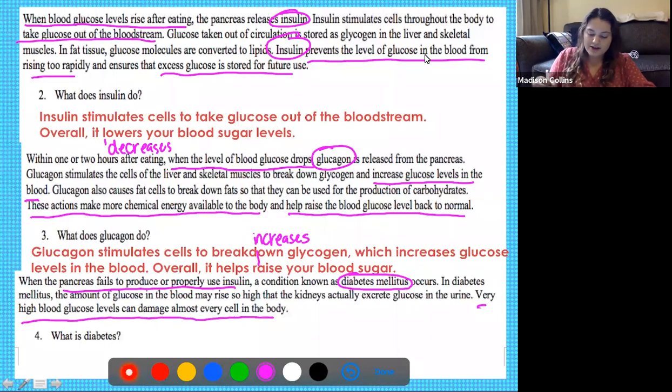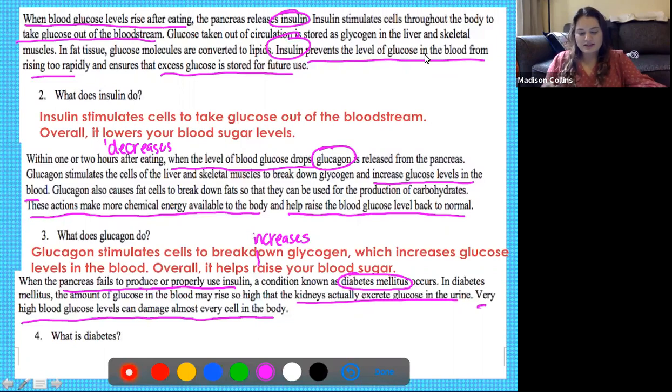So I actually love this comment about the kidneys excreting glucose in the urine, because one of the easiest and fastest ways to tell if you have diabetes is if your pee starts smelling sweet. If your urine smells sweet, you might want to go get tested for diabetes, because that means your body is not regulating the amount of glucose in your blood and is actually excreting that extra glucose in your urine.